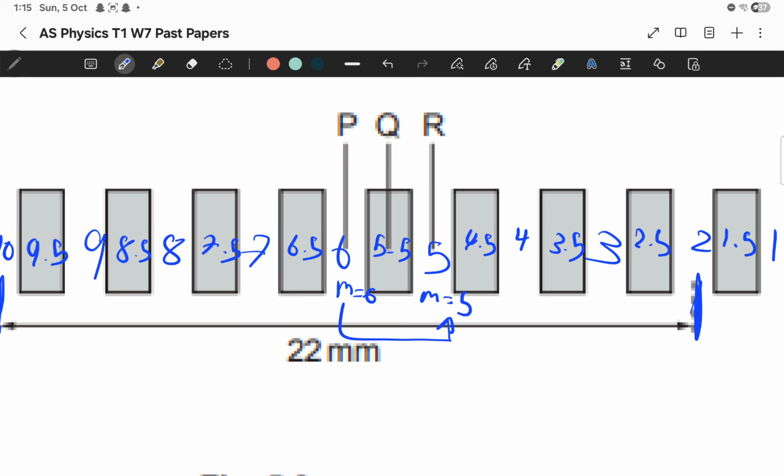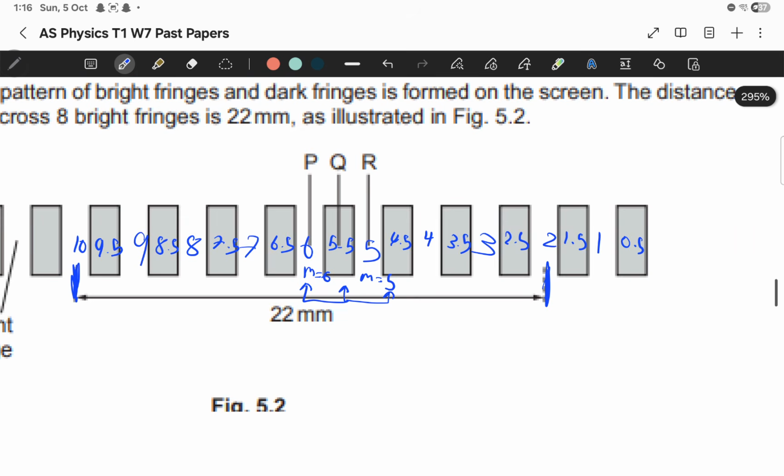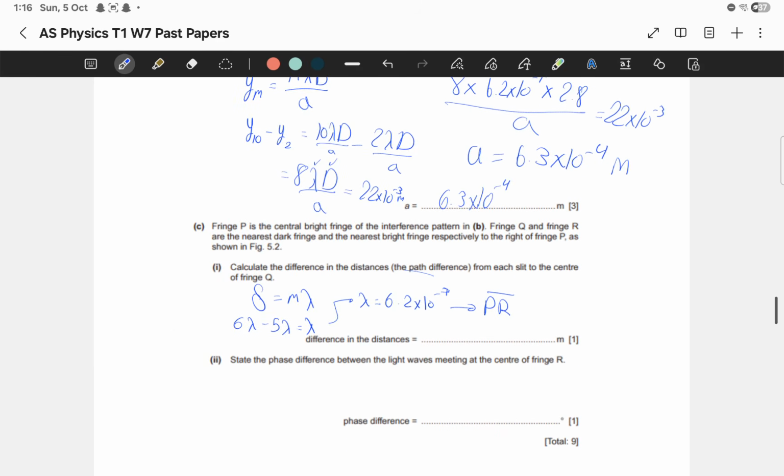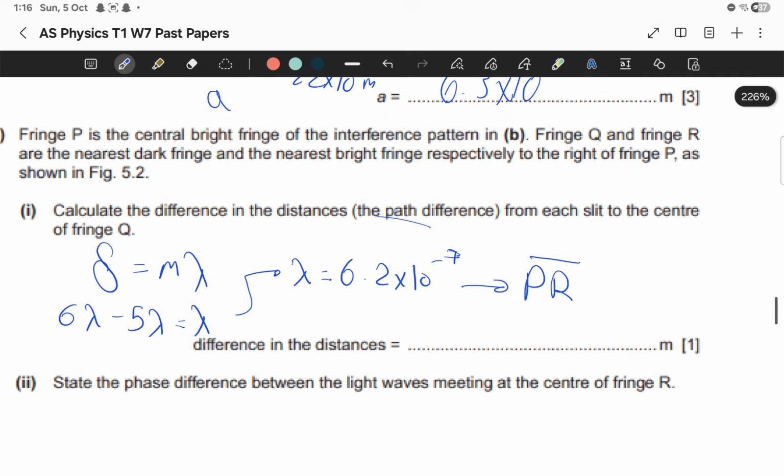But what do they want? They want from P to Q and from R to Q. They said from each slit to Q. So from here and here, from each fringe to Q, sorry. So we're going to divide this by 2. We're going to divide the lambda by 2. So do it with me: 6.2 times 10 to the power of negative 7 over 2 is 3.1 times 10 to the power of negative 7.